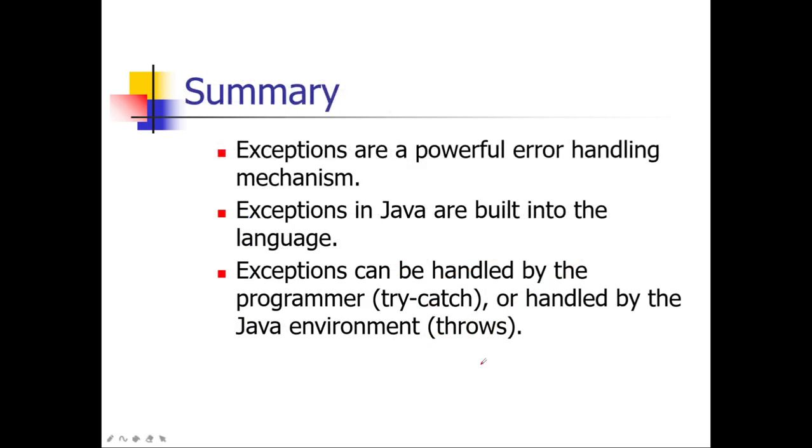Exceptions are a powerful error handling mechanism. Exceptions in Java are built into the language, and exceptions can be handled by the programmer through try-catch blocks or handled by the Java environment by throws. And this is the most important stuff that you should remember from this presentation.